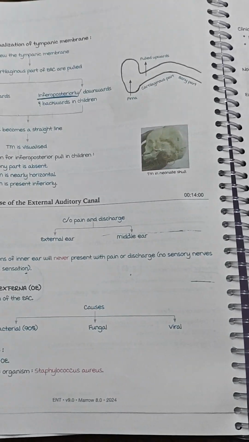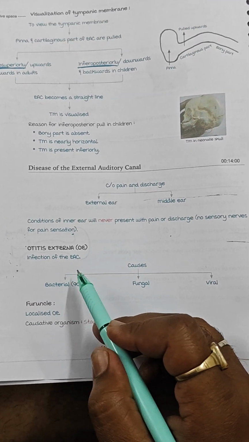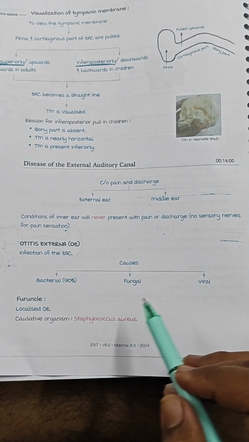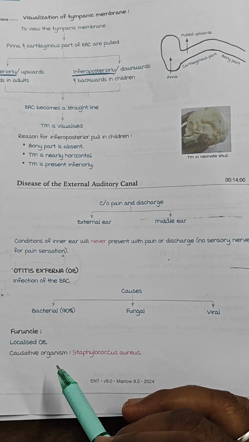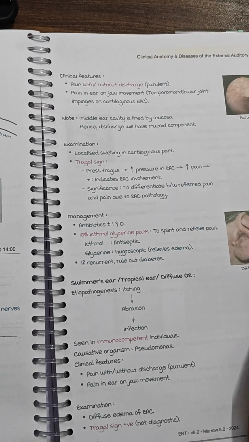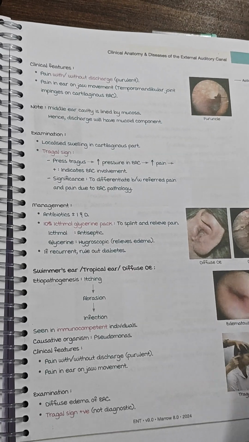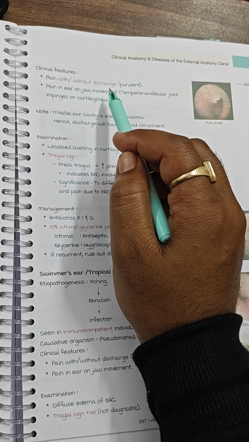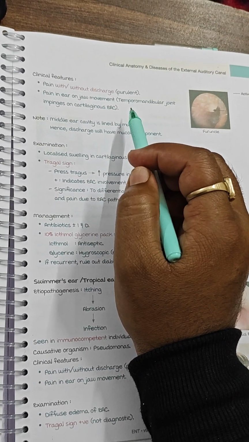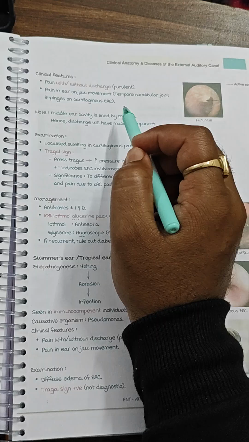So here we can understand what otitis externa is. It is the infection of the external auditory canal. The etiological factors can be bacterial, fungal, and viral. And what is furuncle? It is localized otitis externa, and its causative organism can be Staph aureus. The clinical features of furuncle are pain with or without discharge, and pain in the ear on jaw movement, which involves the temporomandibular joint, which impinges on the cartilaginous external auditory canal.